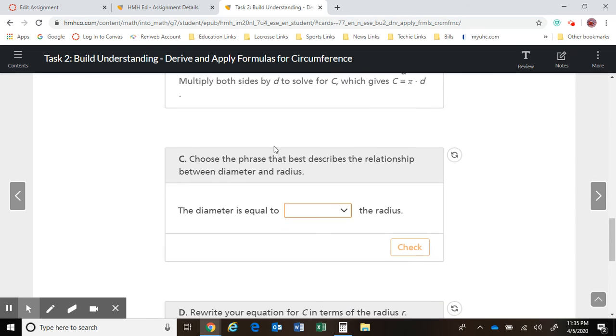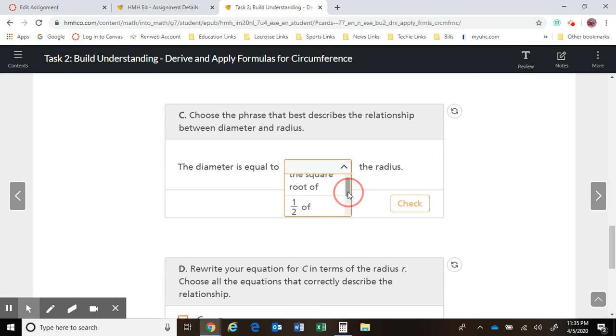It says choose the phrase that best describes the relationship between diameter and radius. The diameter is equal to the square root, 1/2, or 2 times the radius. Well, the diameter is equal to twice the radius, because the radius is halfway through the circle, so if you go all the way across the circle through the center, that's how you get the diameter.